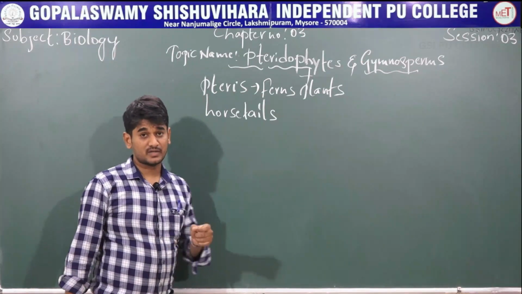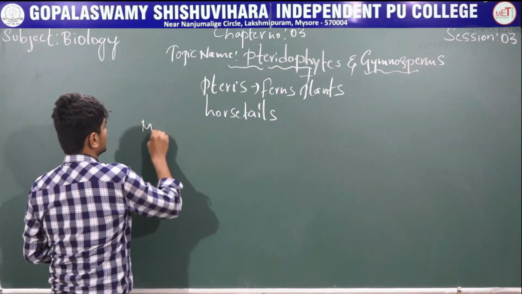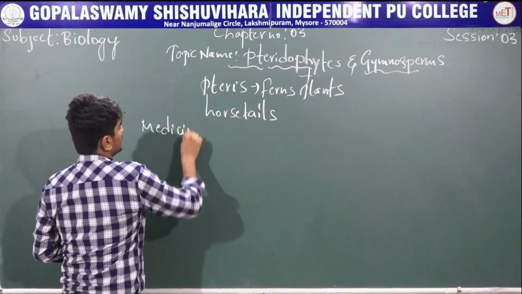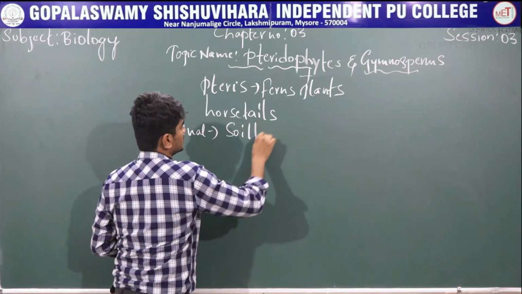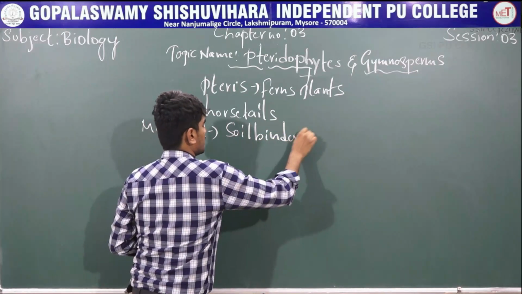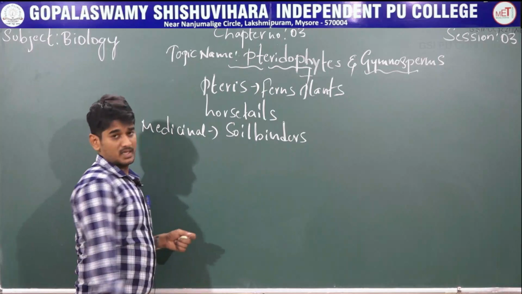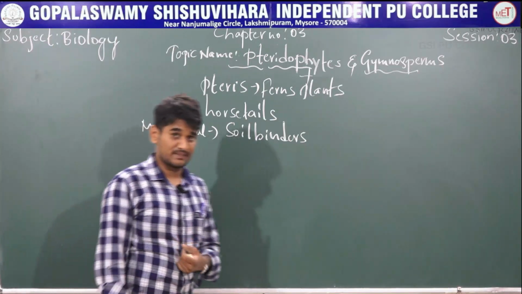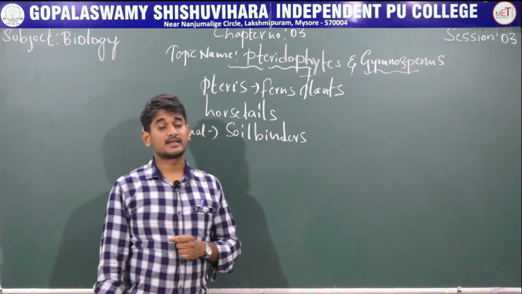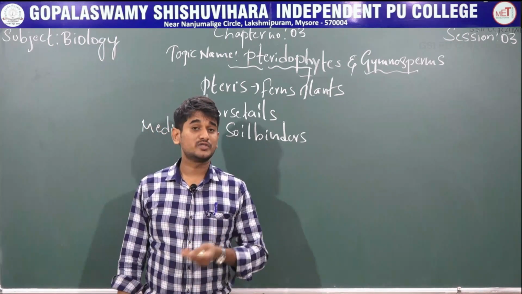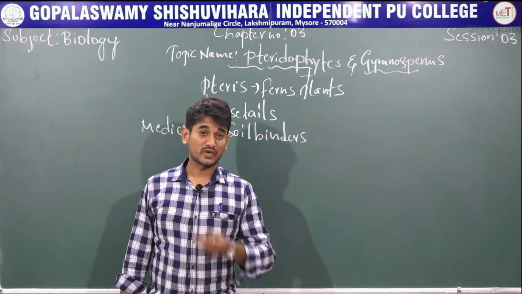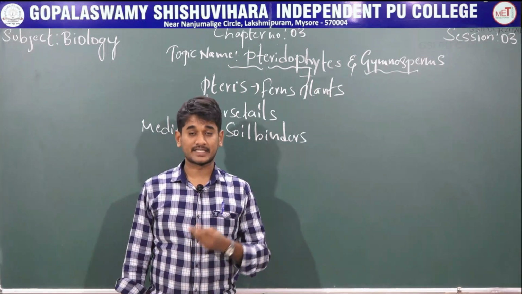These pteridophytes are used for medicinal purposes and also as soil binders. For medicinal purposes, Selaginella is commonly known as Sanjeevini, which is used to cure wounds, some uterine disorders, internal injuries, etc.